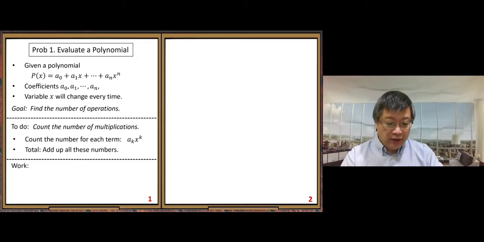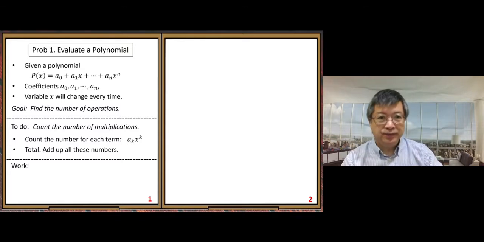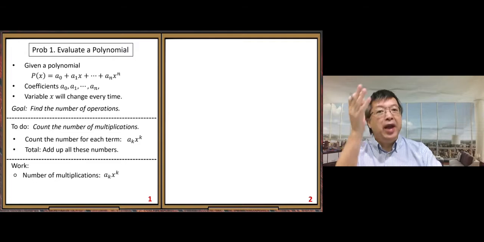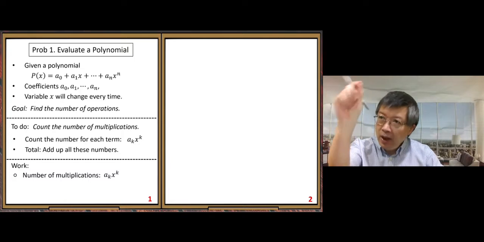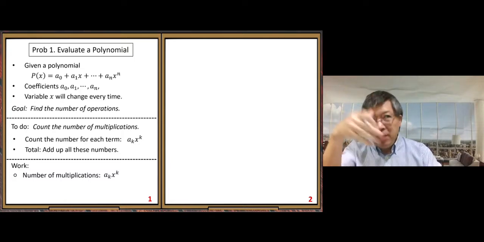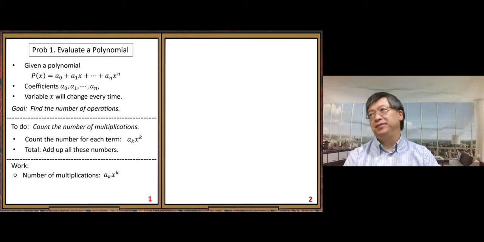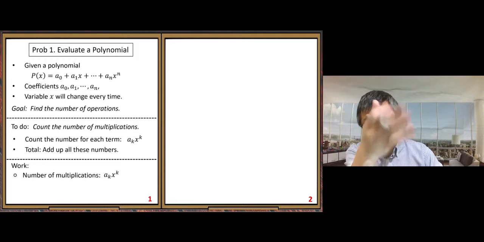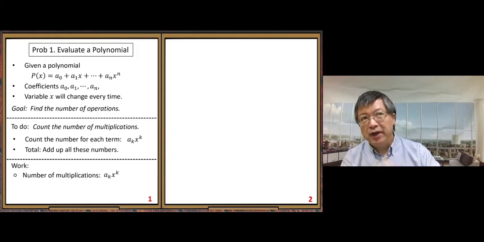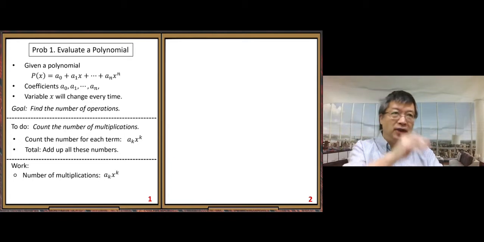First, the work part 1: how to get the number of multiplications. A sub k times x to the kth power. How many multiplications do we need? It's pretty simple. Can you try yourself first, get a number, then compare with my number. All right.